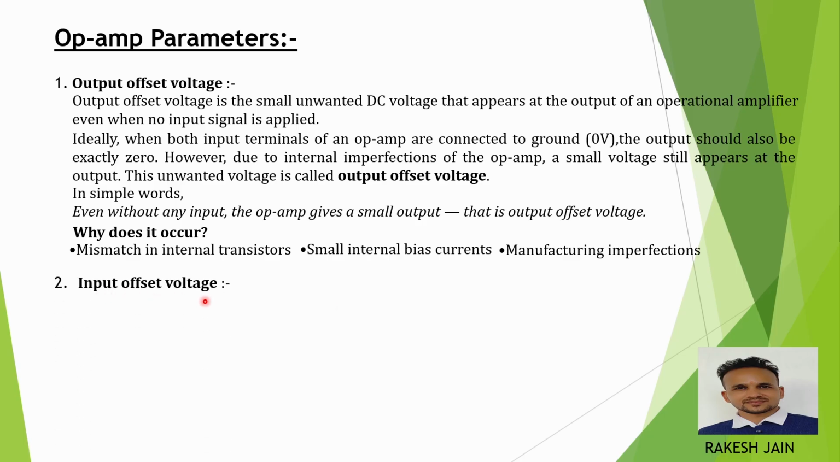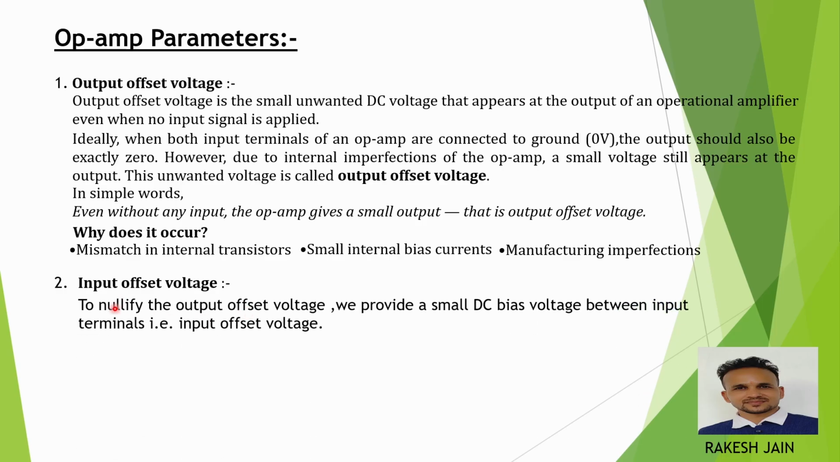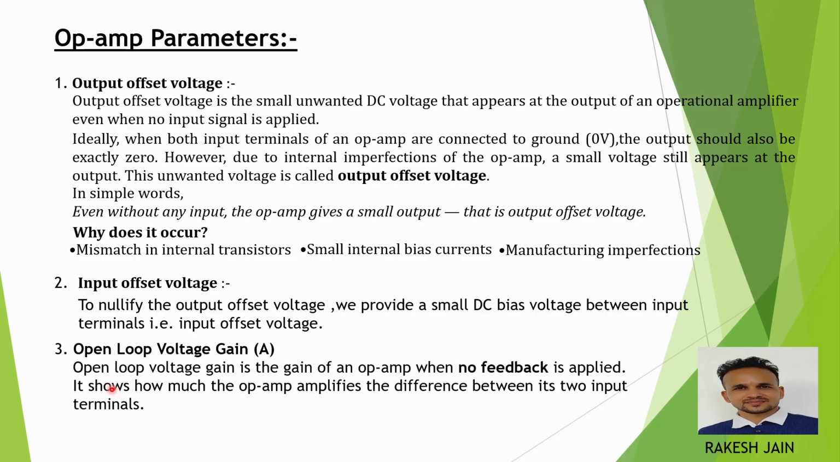Second is input offset voltage. As we know, output offset voltage is that voltage which is present at the output terminal of the operational amplifier without input. So we want to nullify that voltage. With the help of input offset voltage, we can nullify that output offset voltage. To nullify it, we provide a small DC bias voltage between the input terminals, that is input offset voltage. Third one is open loop voltage gain.